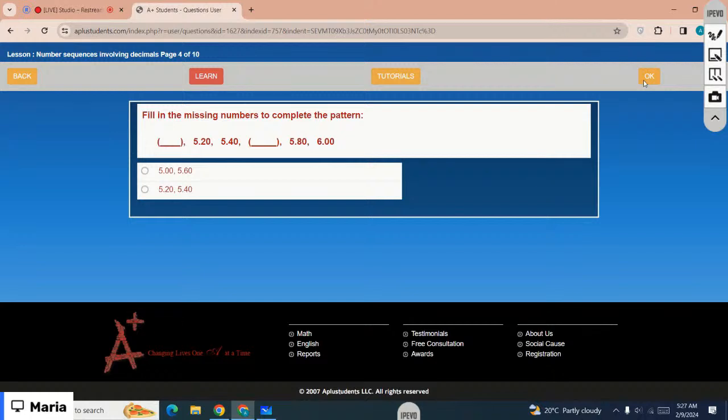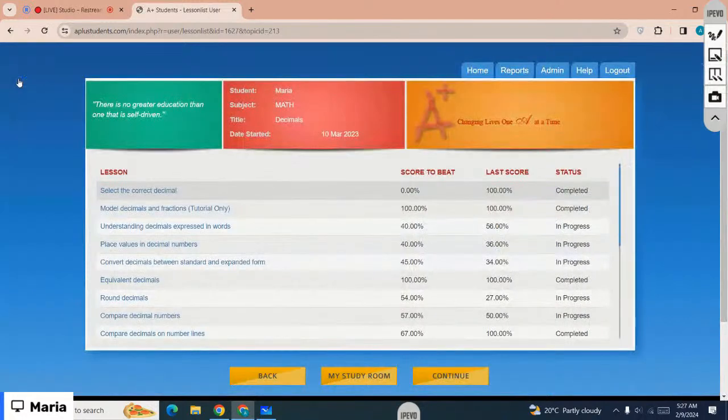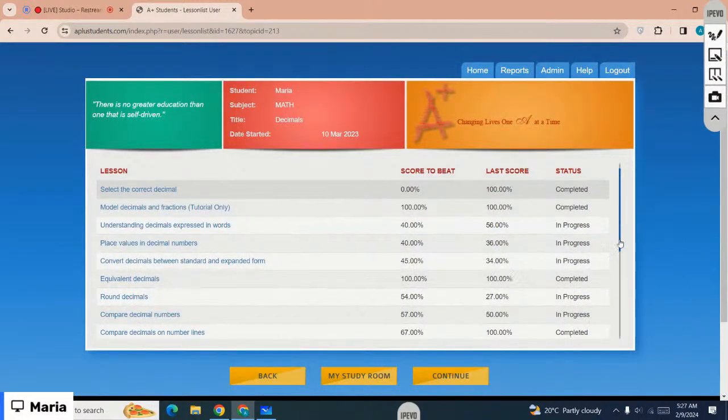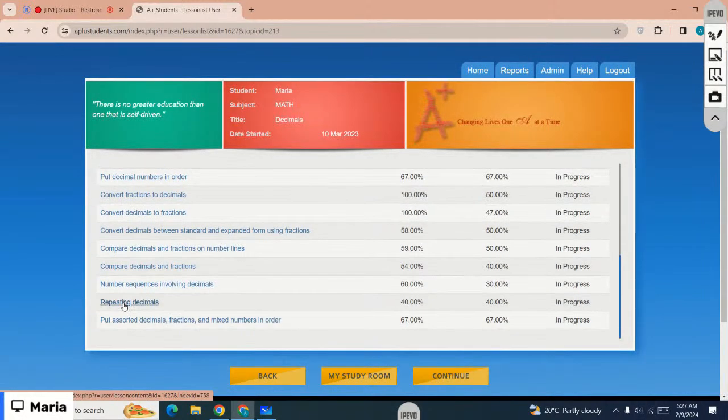That is 5, 2.44. The pattern is growing by 20. So, that is 5 and 5.60. Very good. Okay, you can complete the lesson by yourself later today. Let me just move on to the next lesson, and the next lesson is repeating decimals.